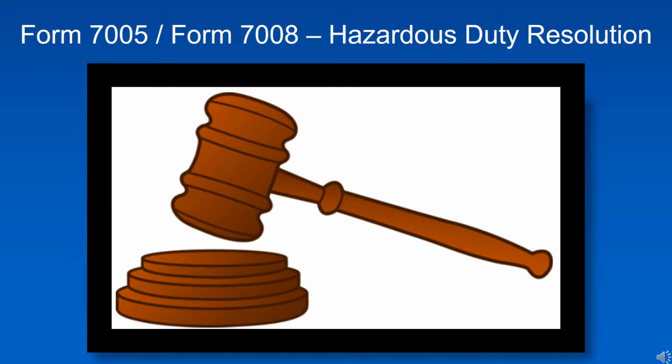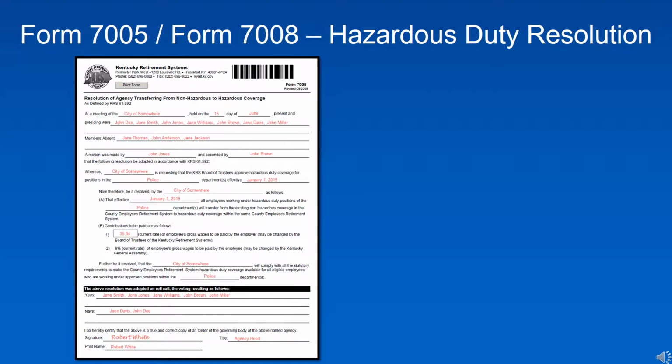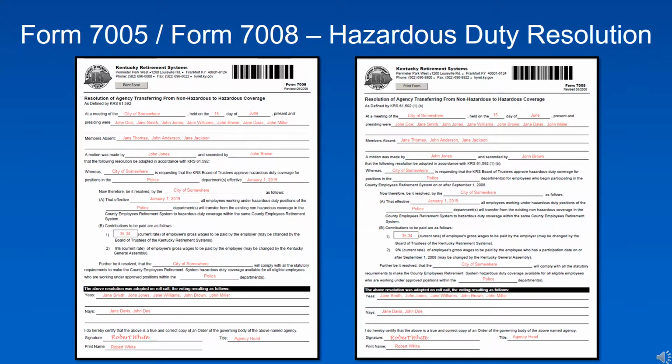The first time an agency petitions for hazardous duty coverage, the governing board of the agency must pass a resolution to transfer positions from non-hazardous to hazardous duty coverage. After the governing board passes the resolution to petition for employees who began participating before September 1, 2008, the Form 7005 must be completed. And due to the 2008 amendment to the statute, to petition for employees who began participating on or after September 1, 2008 in the CERS system, the Form 7008 must be completed.